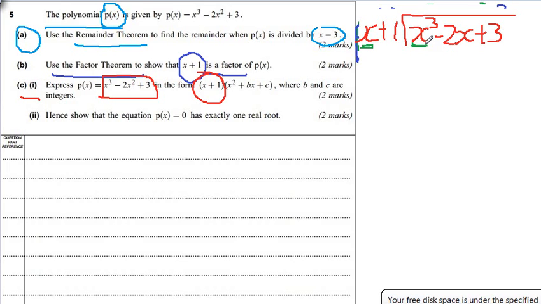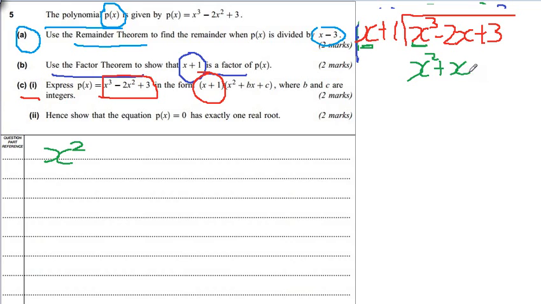I was going to write it on the top, but I haven't left enough space, so I'll write it in here, x squared. So then x squared times x is x cubed, x squared times 1 is plus x squared. I've written that wrong, x cubed in there, that's what that should be. Then simply take it away, x cubed minus x cubed is nothing.